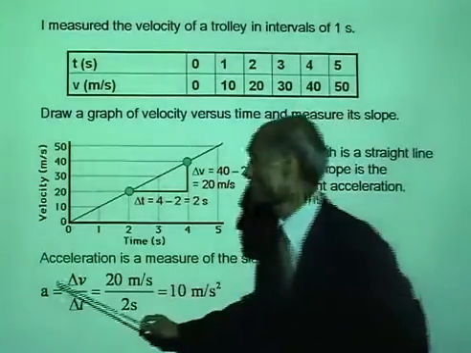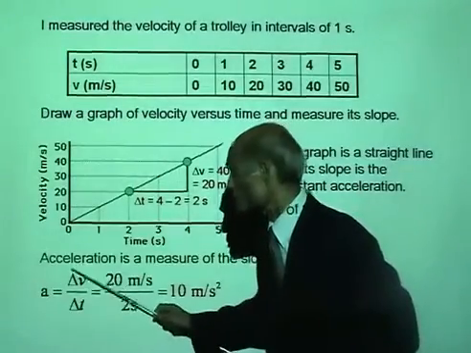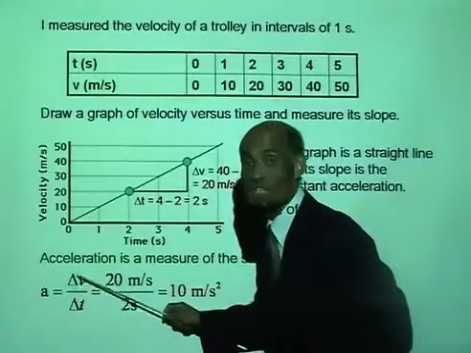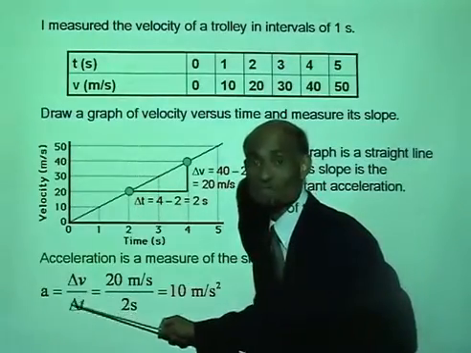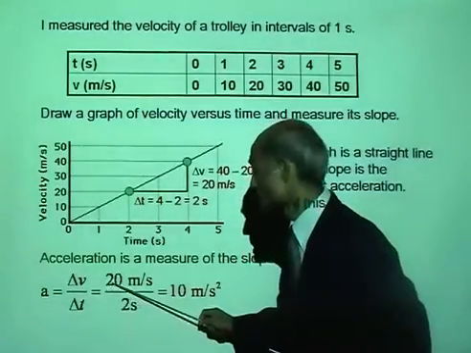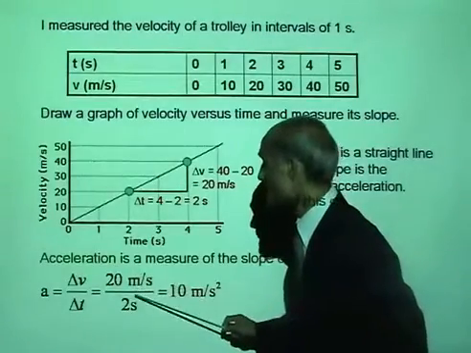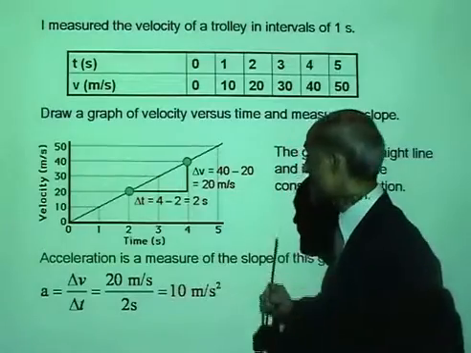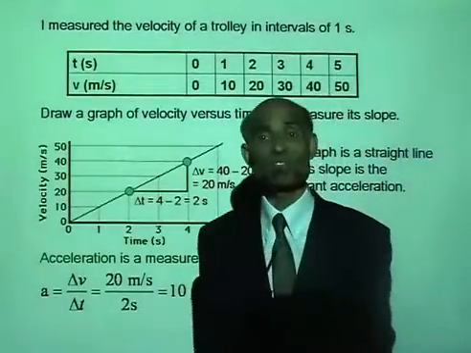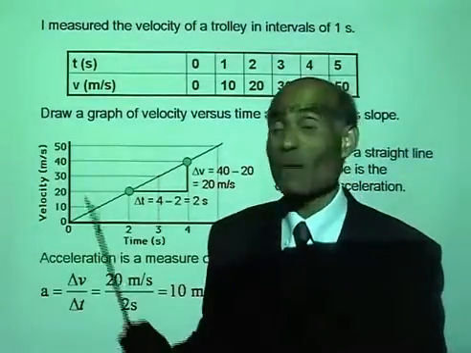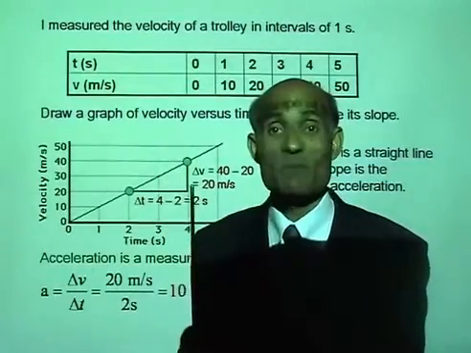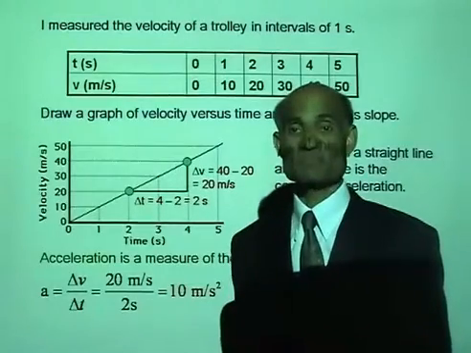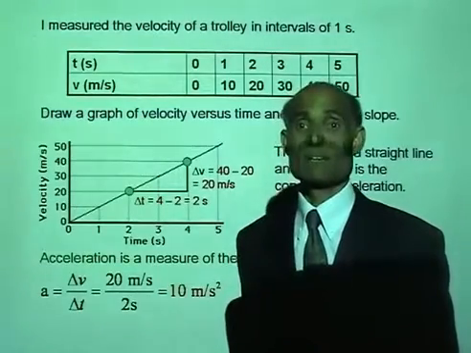Therefore, what is the slope? Acceleration is, the slope is delta v divided by delta t. Change in velocity divided by the change in time is 20 meters per second divided by 2 seconds equal to 10 meters per second squared. The acceleration of the car I just experimented with is 10 meters per second squared. Alright? Okay.